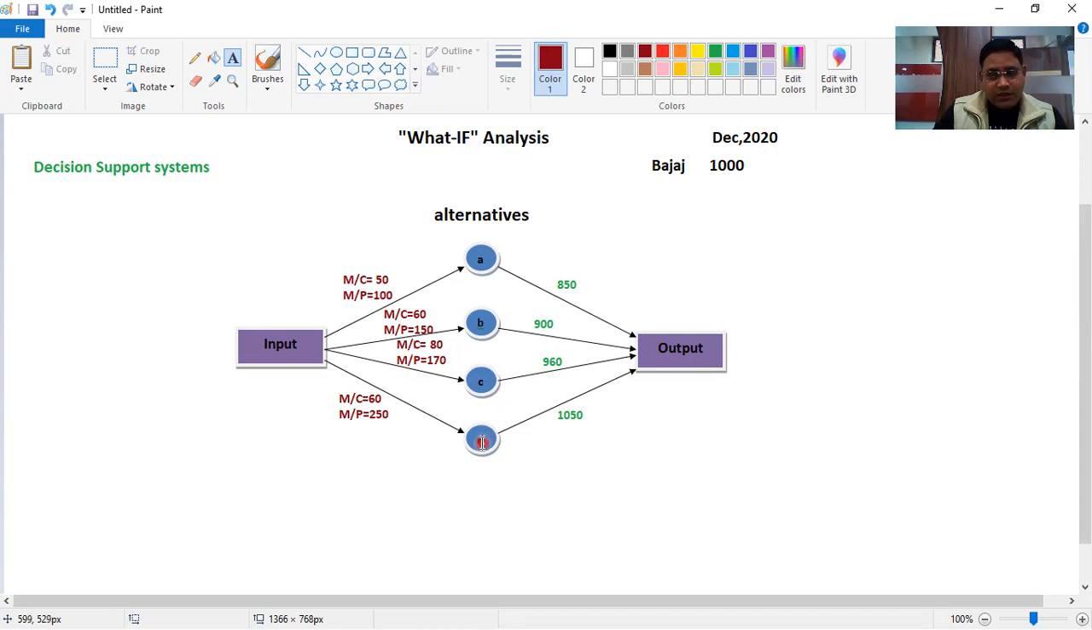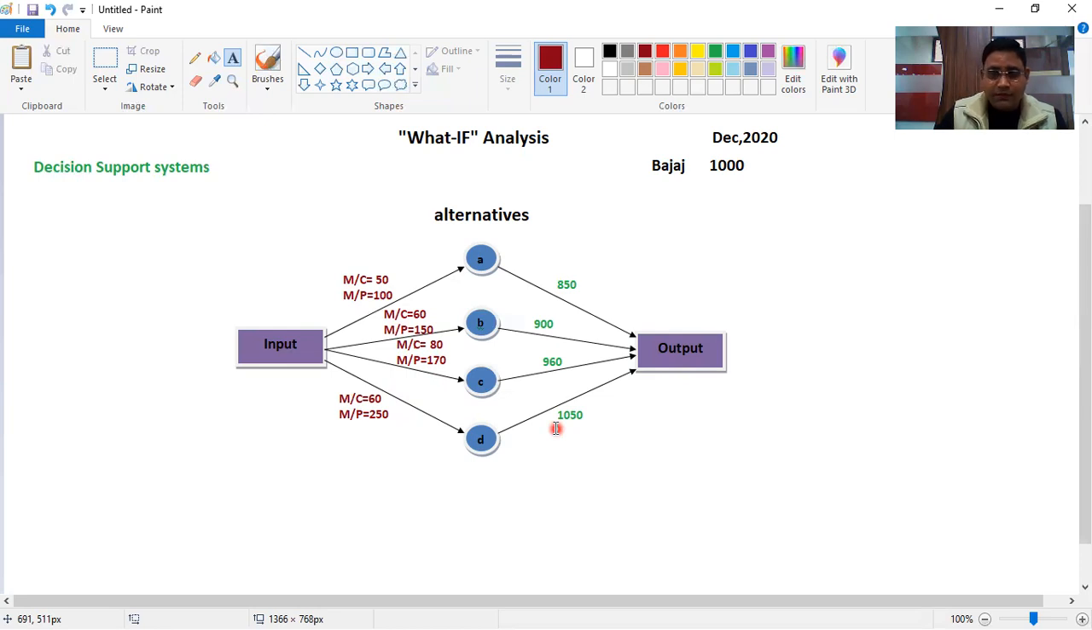So now take this alternative D, where we have machines 60 and manpower 250. We have reduced machines by 20. Earlier we had 80 machines, and now we have reduced to 60, and manpower we have increased in bulk from 170 to 250. Now with this combination, we can manufacture 1050 bikes in a month.